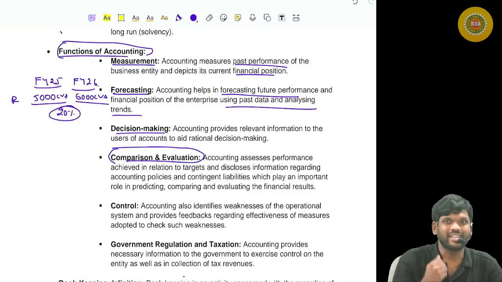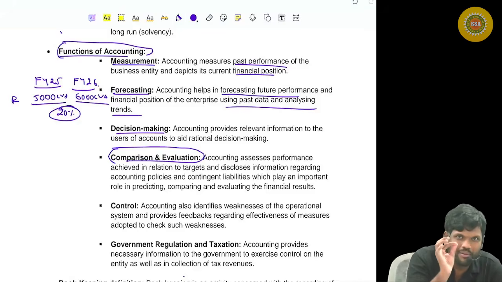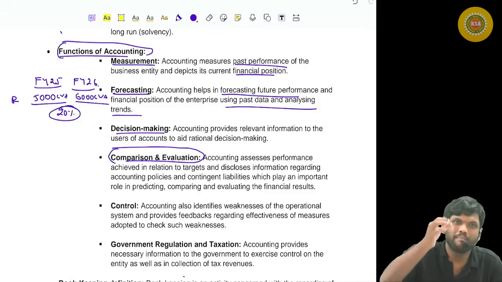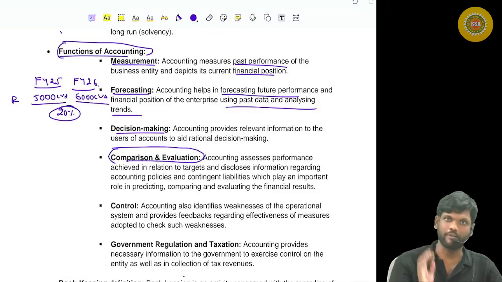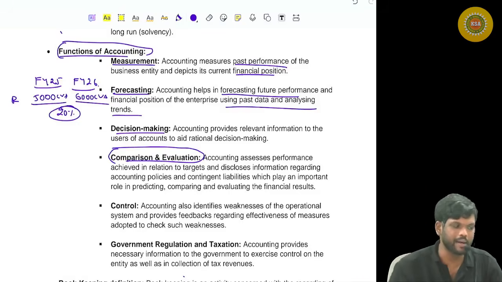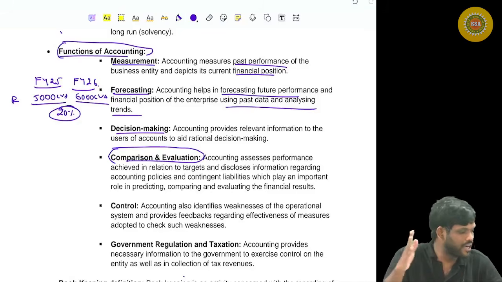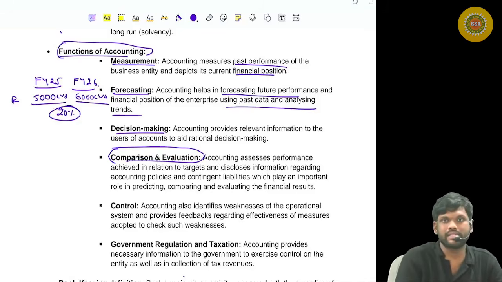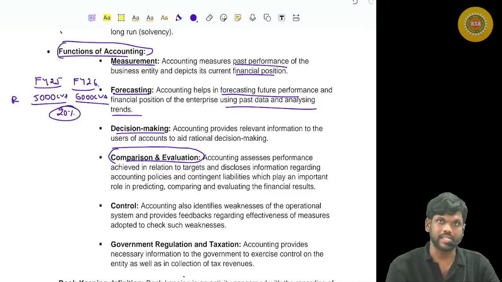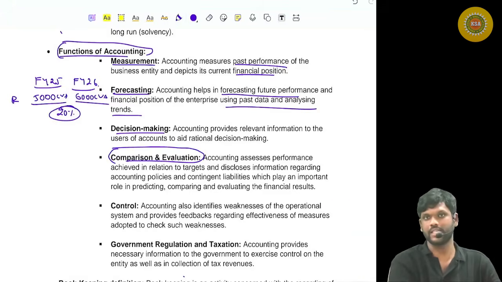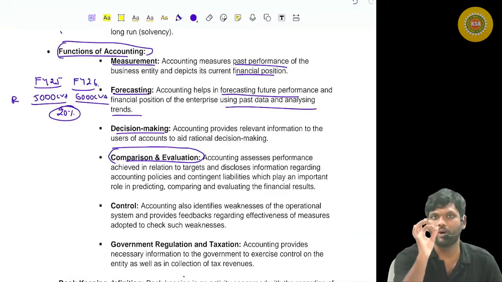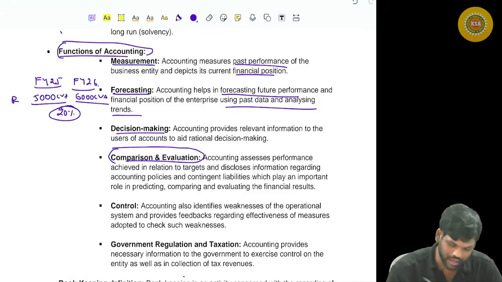Sir, what is intra-firm? Inter-firm, quickly. Intra-firm means within the same business, over the years, you are comparing the financial performance. Inter-firm comparison means between different companies, between different businesses, you are doing the comparison. Such type of comparison is called inter-firm comparison. All this comparison will be possible only because of accounting.